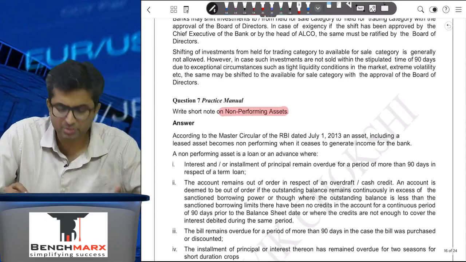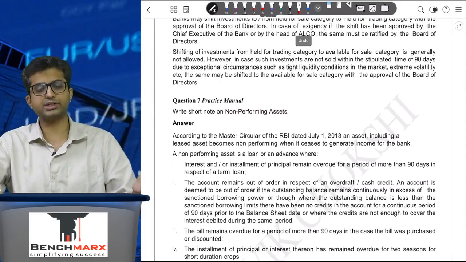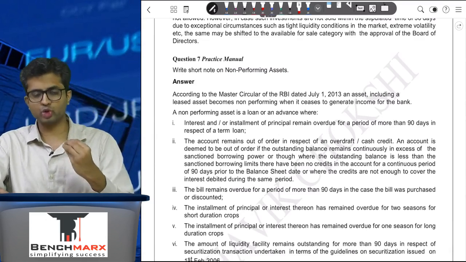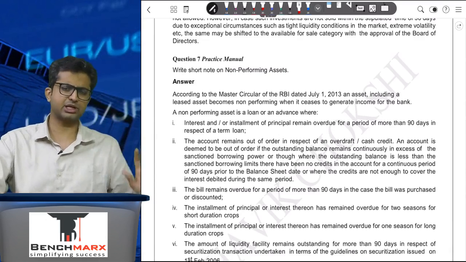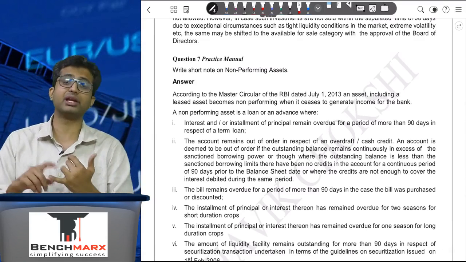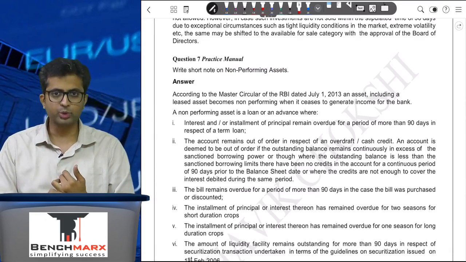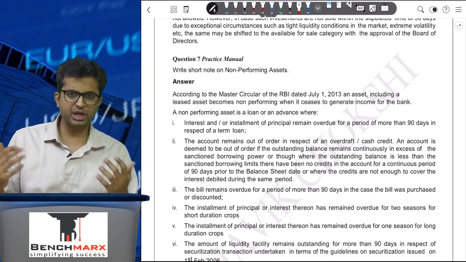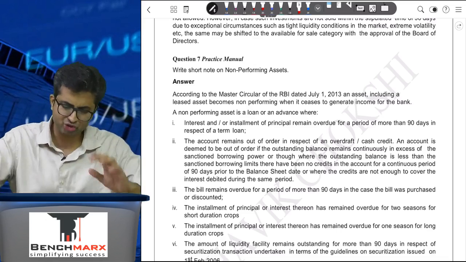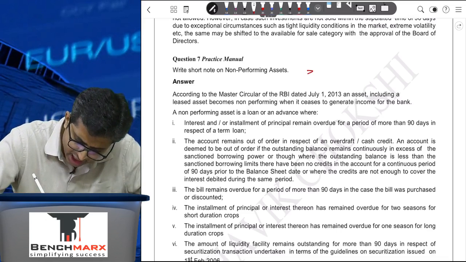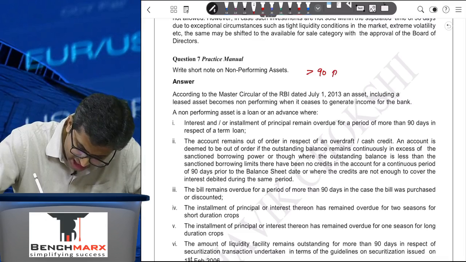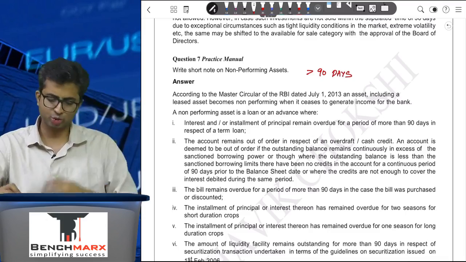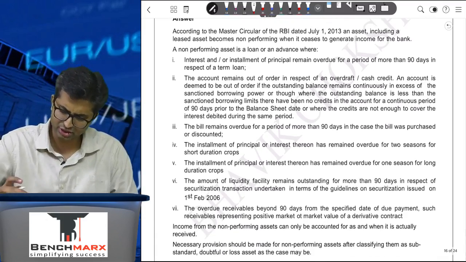Then you have non-performing assets. What do you mean by non-performing assets? These are generally, for banks, amounts which are overdue beyond 90 days, that is 3 months. There can be a lot of things like interest or principal amount overdue, or a bank overdraft or cash credit remaining out of order, or a bill remaining overdue. There can be many things, but a general thing that you have to remember is if the overdue is greater than 90 days, in case of banks, this is considered to be a non-performing asset.